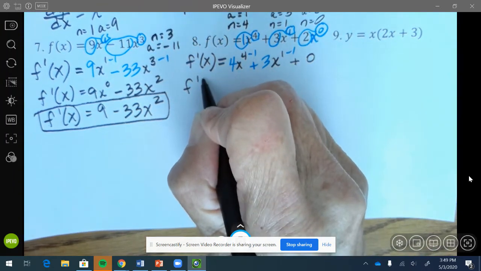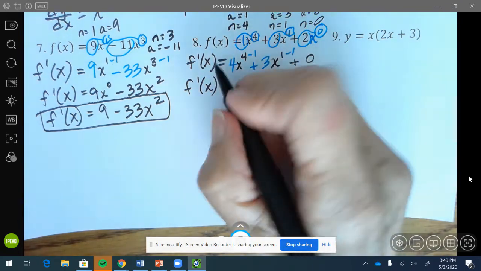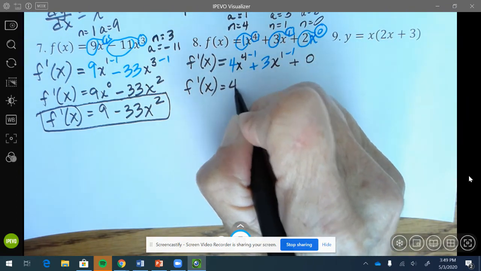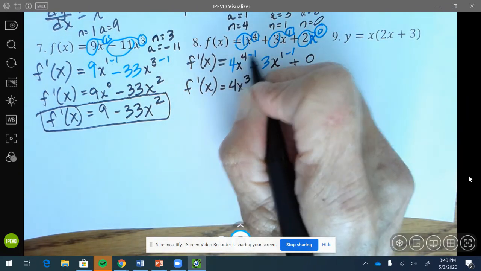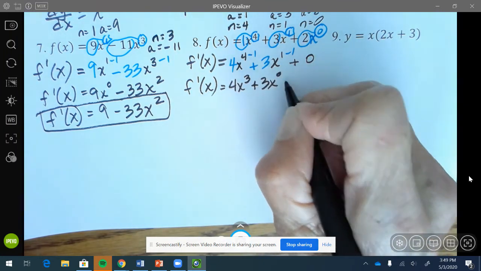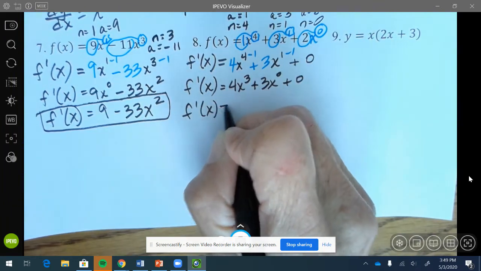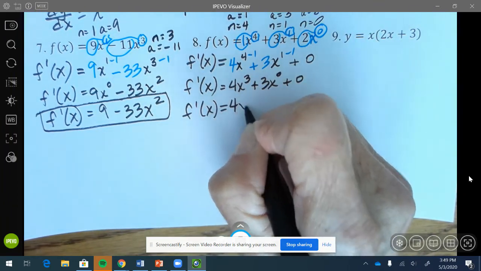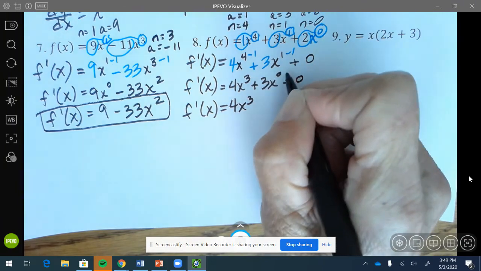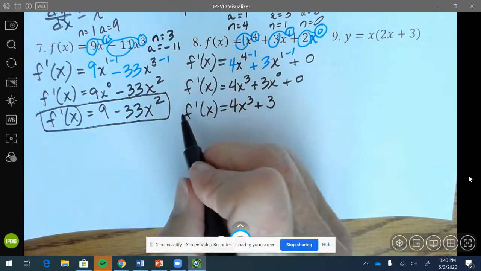F prime of x is equal to 4x to the third, that's 4 minus 1, plus 3x to the 0 plus 0. Let's simplify it one more time and clean it up. 4x to the third is fine, but 3x to the 0 is 3 times 1, so we just leave it at 3, and you can drop the 0.